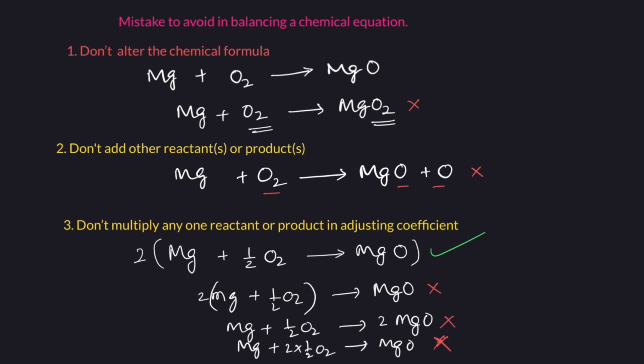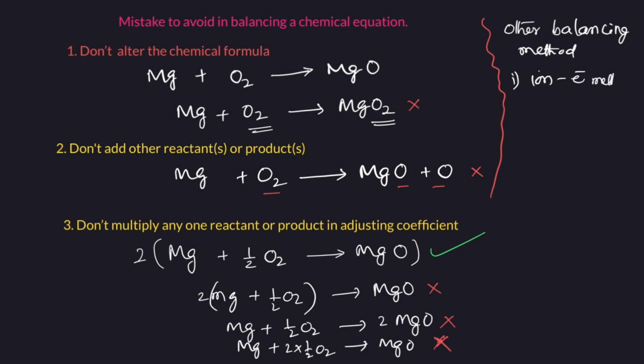Other methods are also there, called the ion electron method and the oxidation number method, but that you will learn in the redox reaction chapter. So I am not mentioning that here. If you want, I will give the other balancing methods here. One is the ion electron method. Second one is the oxidation number method.